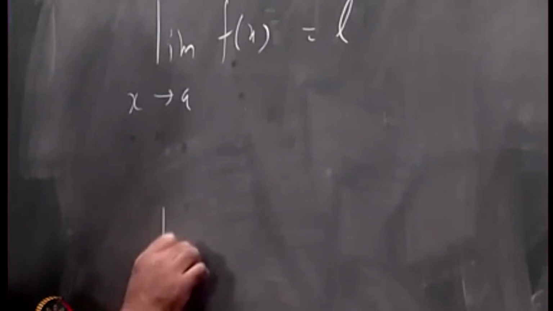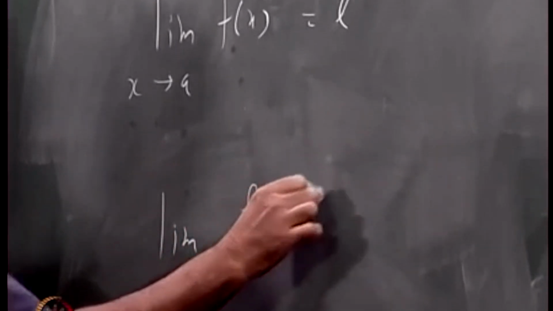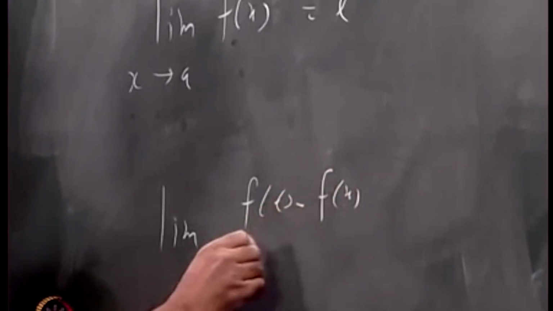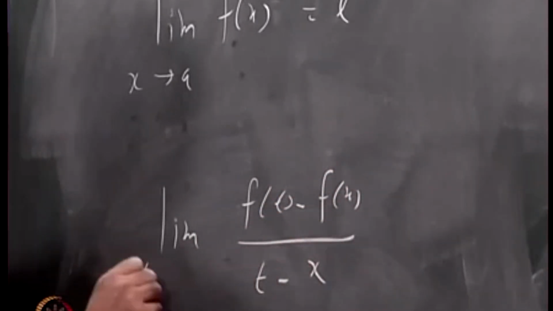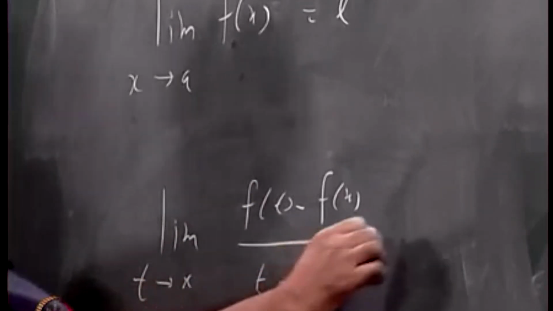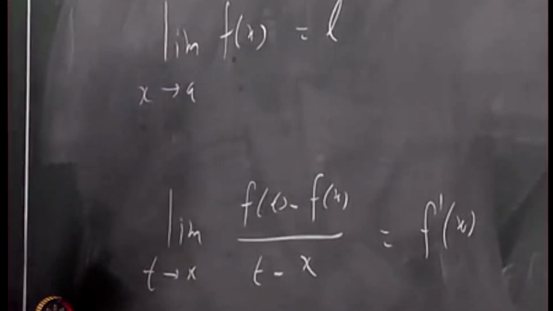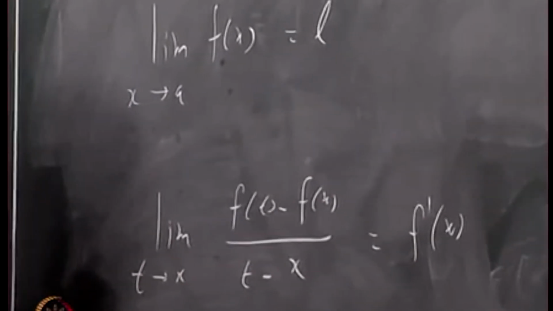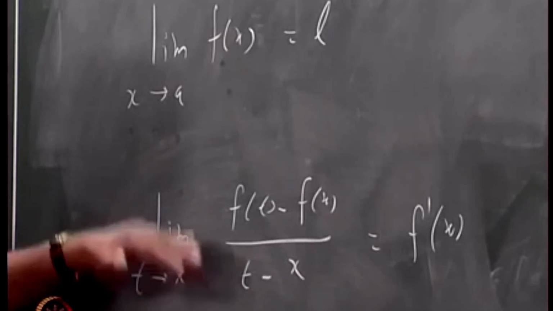What is the meaning of that? It means that the limit of f(t) minus f(x) divided by t minus x, as t tends to x, exists. Suppose f is differentiable, then this limit is the same as f prime x. How do I convert this using this earlier idea?